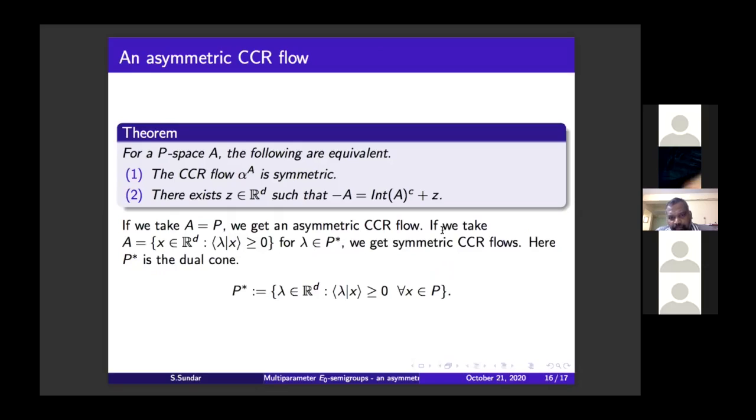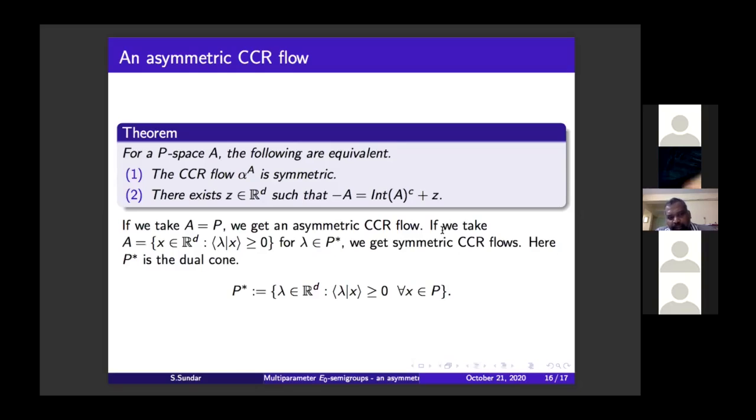This is because VA opposite is the isometric representation associated to minus interior of A complement. So that's why this happens. And so to give examples of asymmetric CCR flows, I can simply take A equals P. If I take A equals P, minus P will not be a translate of interior of P complement. So if I take A equals P, we get an asymmetric CCR flow.